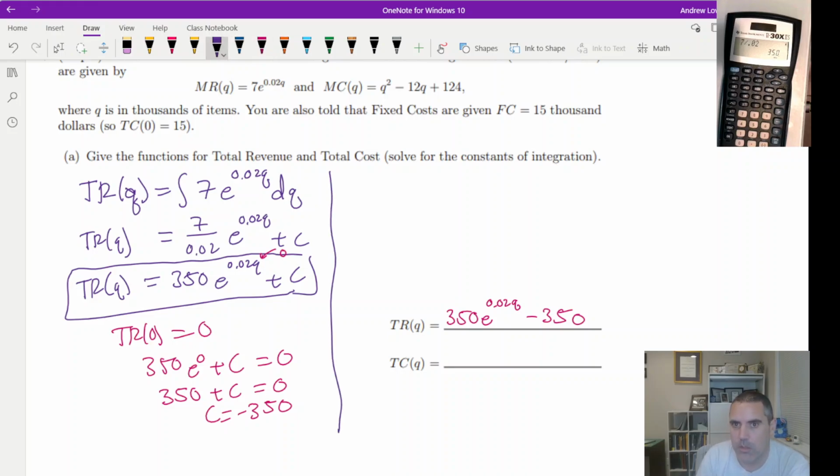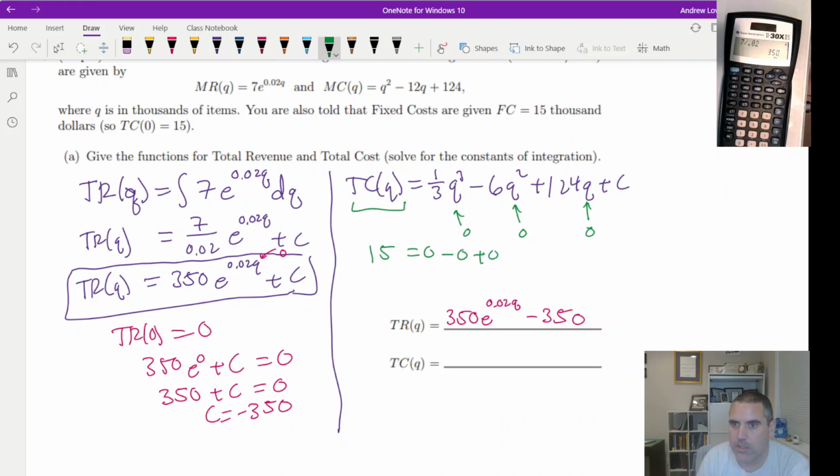Okay, we're going to play the game with total cost. Total cost is the integral of marginal cost. I think we can do that right away. Q cubed over 3 minus, it's going to become 6q squared plus 124q plus c. The fixed cost is 15. That means if you plug in 0, we now know that we really always want to think about plugging in that you're going to get 15. So you get 0 minus 0 plus 0, so c is 15. So then we write 1/3 q cubed minus 6q squared plus 124q plus 15.